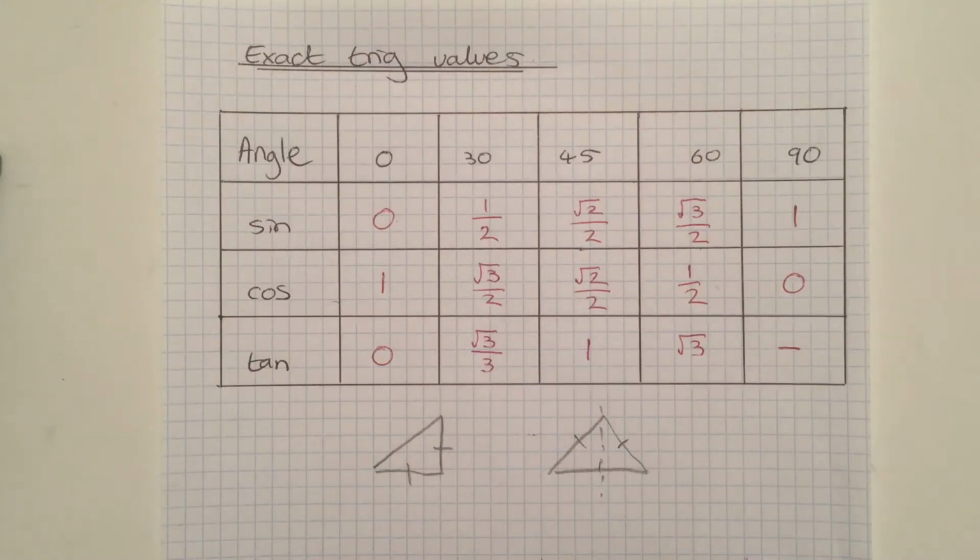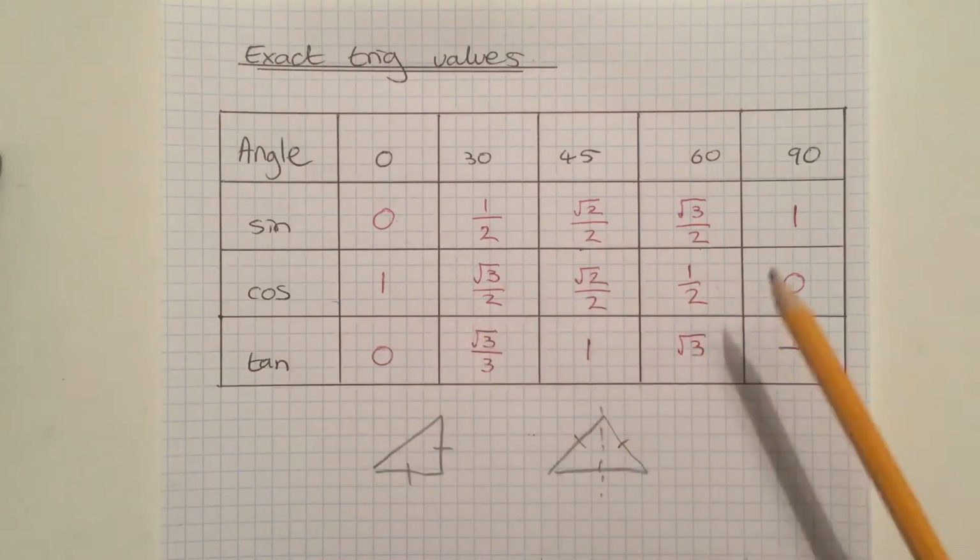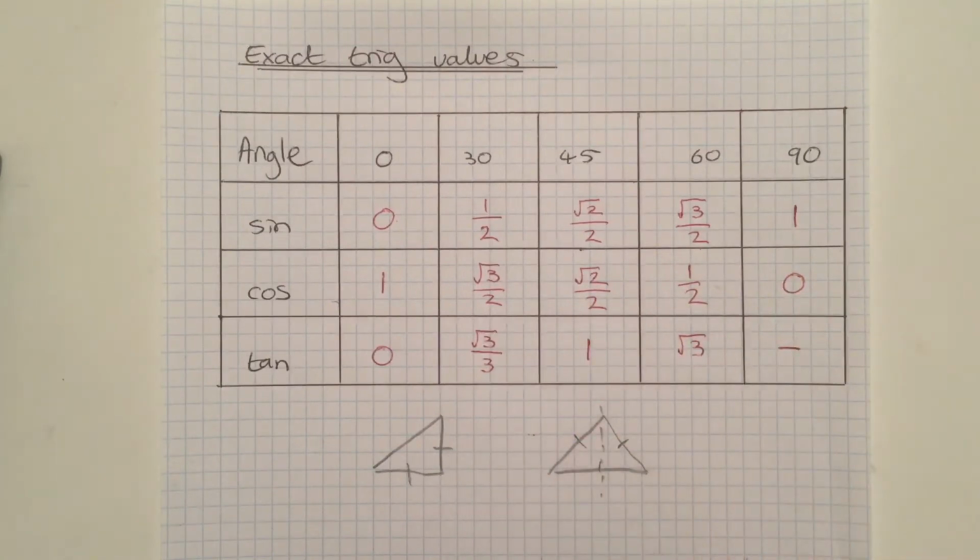I've already shown in the other video how you can get this table of values from drawing two very basic triangles and then just doing a little bit of SOHCAHTOA and a little bit of Pythagoras. There are patterns within these numbers though that can help you as well. So that's what this video is about.